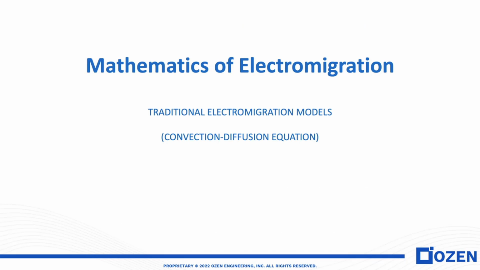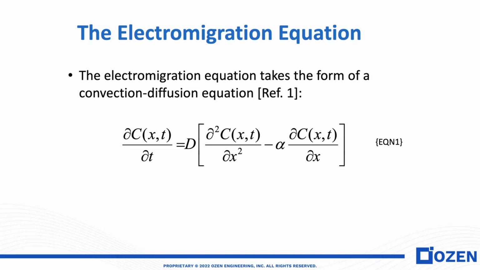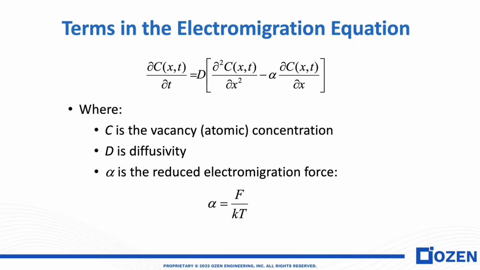But what we are going to do is address both of these. First, we will start with the traditional electromigration model, which is based on the convection diffusion equation, which takes this form here. So the traditional electromigration equation looks like this. And in this equation, capital C is the atomic concentration, capital D is diffusivity, and alpha is the reduced electromigration force.